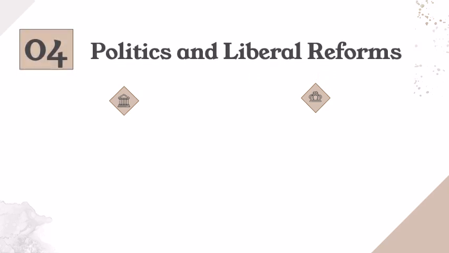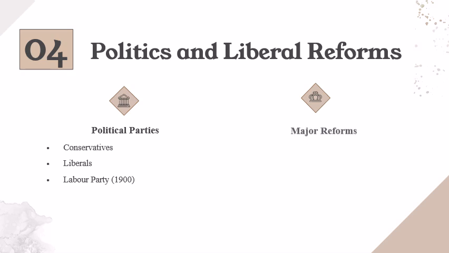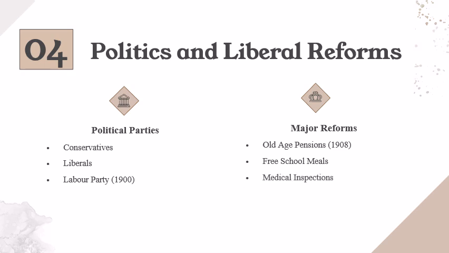Politically, Britain was governed through a constitutional monarchy and parliament. During this period, the Labour Party emerged as a new political force representing workers. After the Liberal victory of 1906, important social reforms were introduced, including old age pensions, free school meals, medical inspections, and national insurance. These reforms aimed to reduce poverty and improve living conditions.